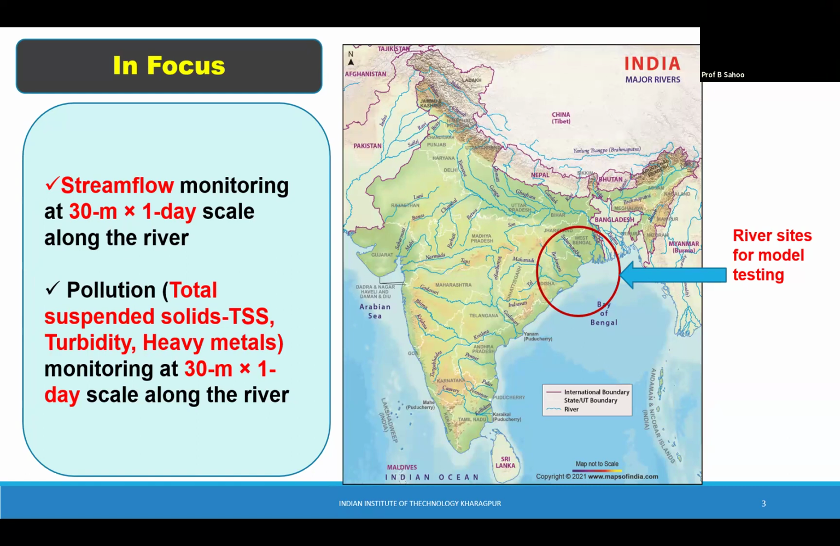This technique is mostly new in the national as well as international area. Here we selected two rivers. One is the Hooghly River near the Krinseri Temple in Kolkata, Howrah, and the other is the Brahmani River. Because the Talcher Janapur stretch is mostly polluted, we used those two reaches. The streamflow is at 30-meter spatial resolution and daily scale, and the pollution is TSS, turbidity and heavy metals. We can monitor on a daily basis.